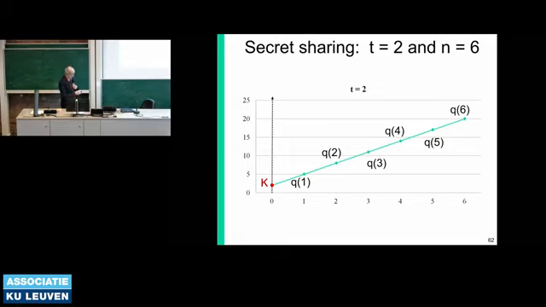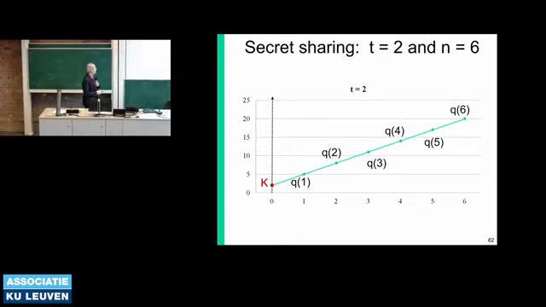So more or less what you do is very simple. Participant 1 gets the polynomial in 1, participant 2 gets the polynomial in 2, and so on. Participant 6 gets the polynomial in 6. And the key is the intersection with the y-axis. So in this case, you have a threshold of 2 and 6 participants. There are 6 participants who each get a share.